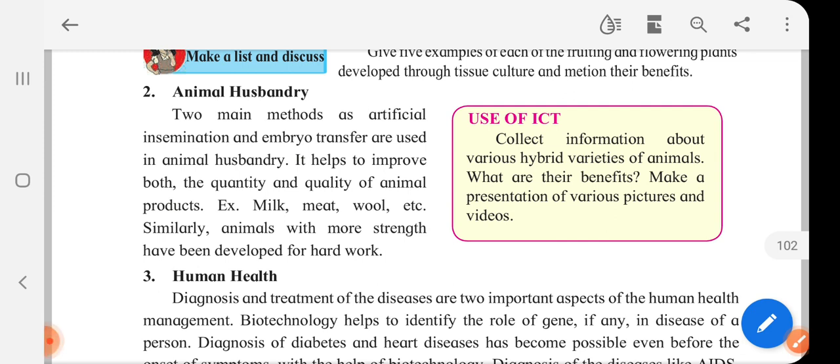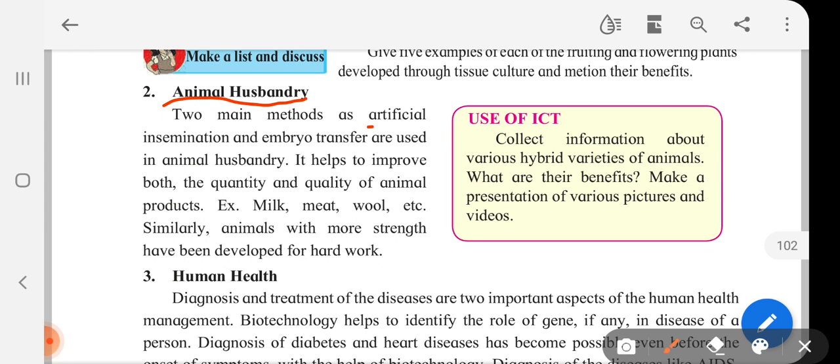Students, in the last lecture, we had begun with chapter number 8, Introduction to Biotechnology, and in that we had discussion on various applications of biotechnology. So today we'll start with one of the most important applications of biotechnology, that is animal husbandry.